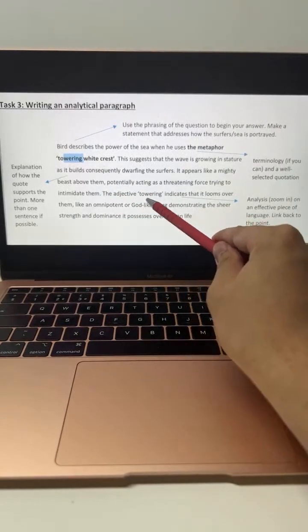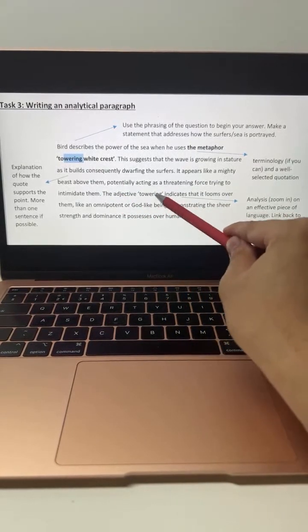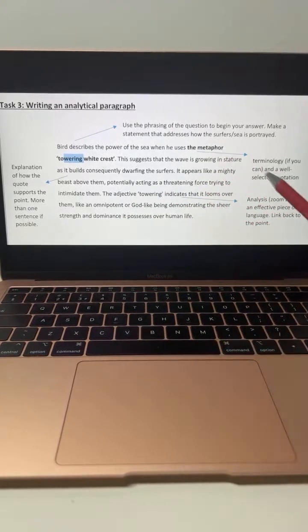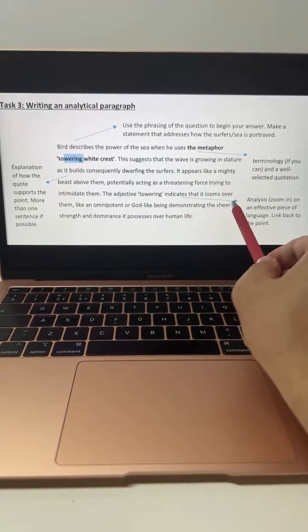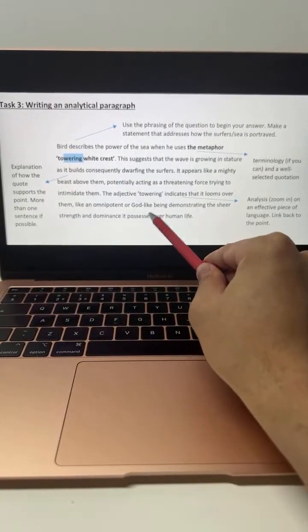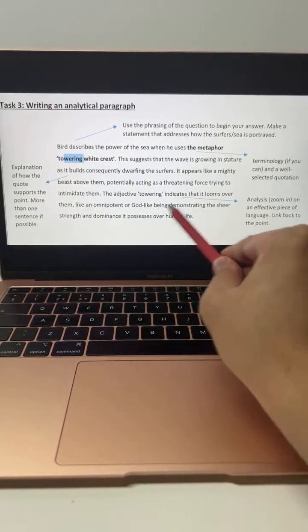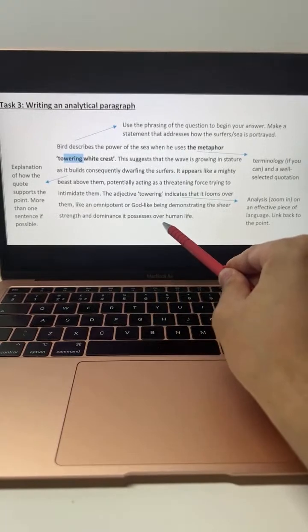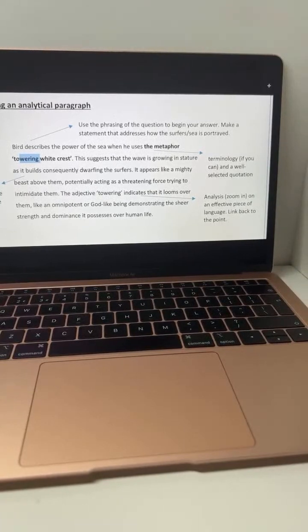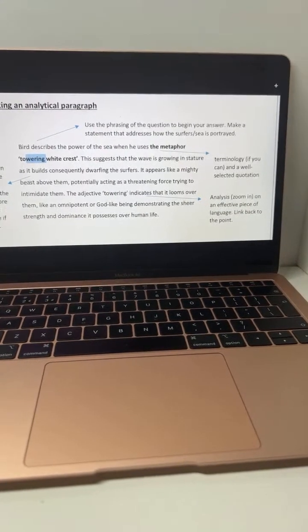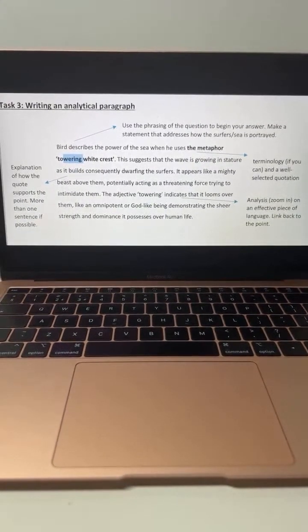The adjective, identified the word class, towering. Okay, zoom in. Remember zooming in using petal. The adjective towering indicates that it looms over them like an omnipotent or godlike being, demonstrating the sheer strength and dominance it possesses over human life. Okay, so if we look at that, so if I just turn it slightly, the analysis here, you have to zoom in on an effective piece of language and link back to the point. So this here is a prime example of a level 4 paragraph.